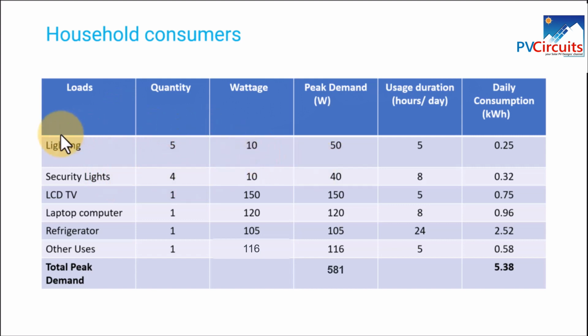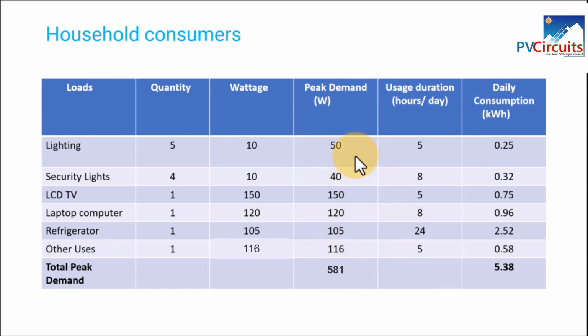So there is an element of lighting, there's a security light, there's a TV, maybe a laptop computer, there's a refrigerator and others. And here is the wattage of each, the rating, what they're consuming, and the peak demand is of course the multiplication of the number of items times their rating wattage. So we have multiplied like that and gotten this column here. So the peak demand, when all these things are switched on, is 581 watts.